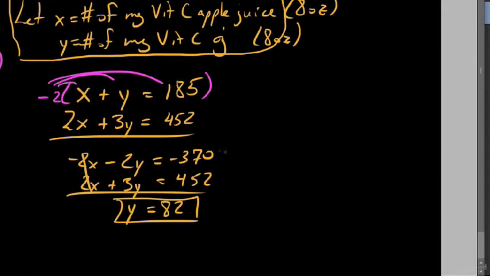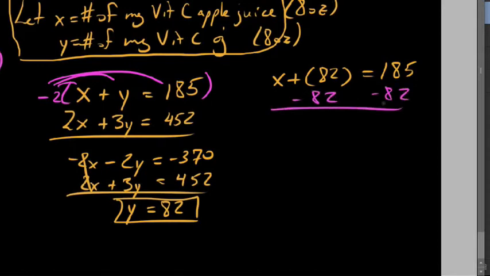Now, back solving for x, x plus y in this first constraint was 185 total milligrams. If we subtract 82 from both sides, we end up with every 8-ounce glass of apple juice having 82 shy of 185, which is 103 milligrams. So yeah, just a couple of quick examples of application problems involving 2x2 systems.